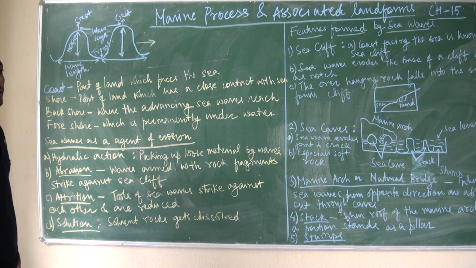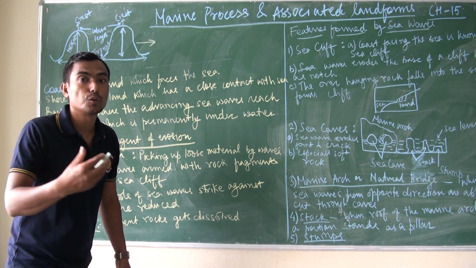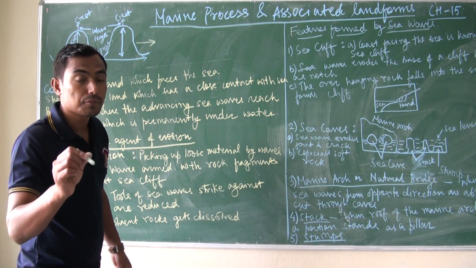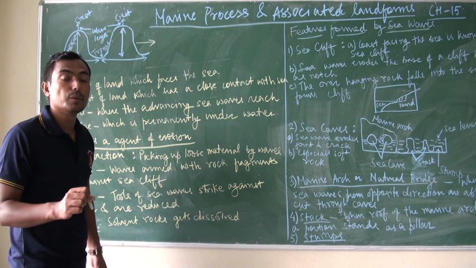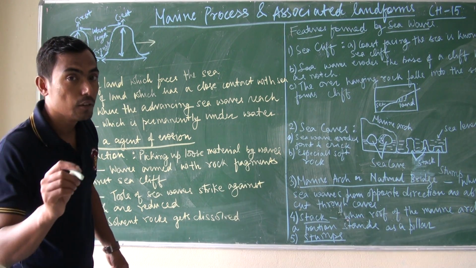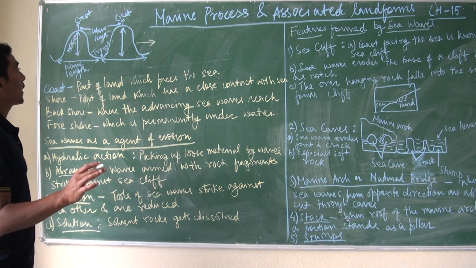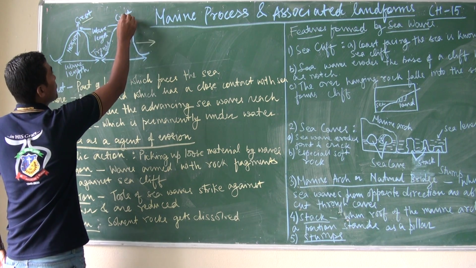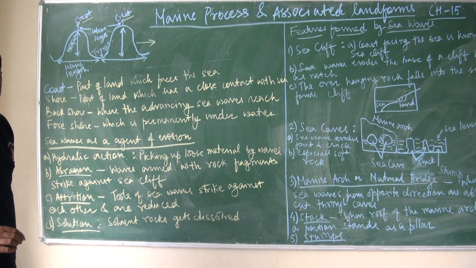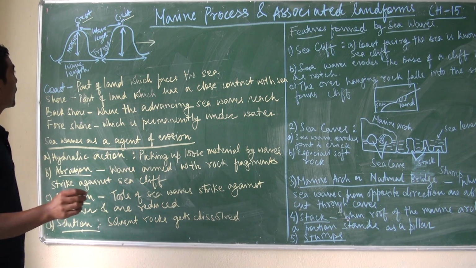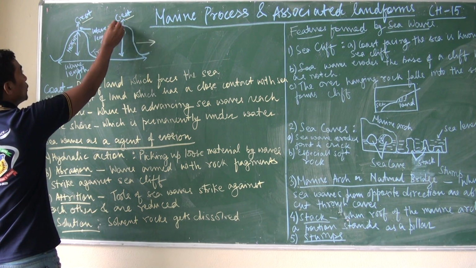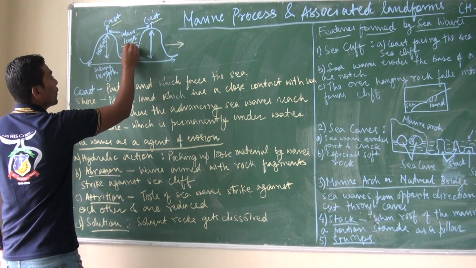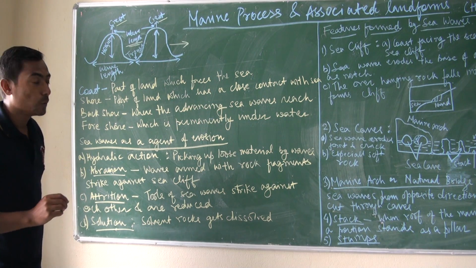Whenever the sea wave moves, it moves towards the prevailing direction of the wind. The sea waves come into existence because of the prevailing wind. If you look at the sea waves, the upper part of the sea wave is called the crest. Clear? And the distance between the two crests is known as the wavelength.